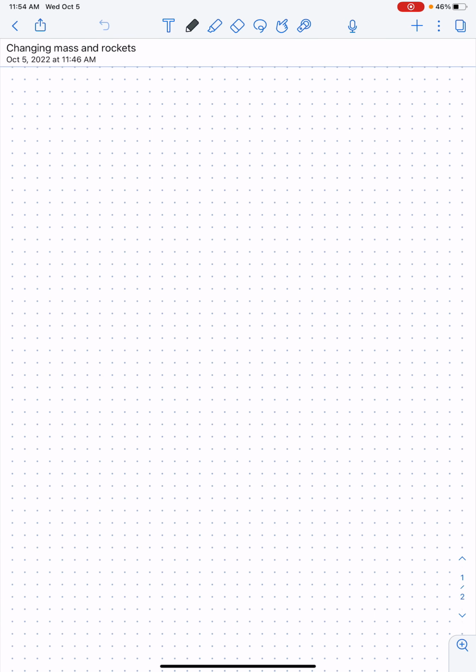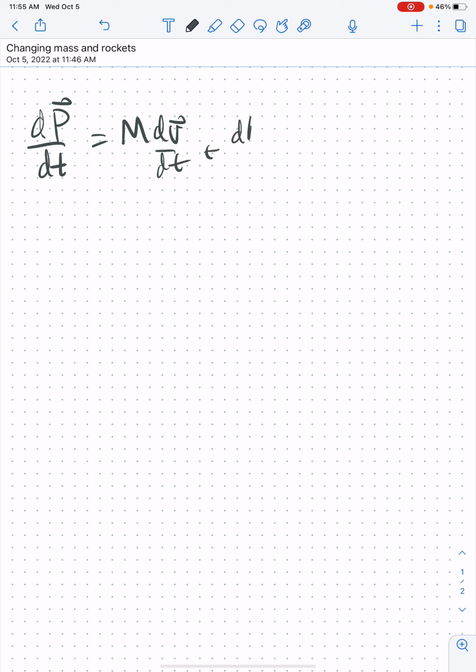Okay, so in class, we showed that for an object who is changing mass, the change of momentum, dp/dt, is m dv/dt plus dm/dt (v minus u), and that was the net external force.